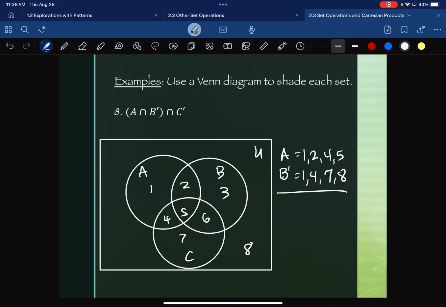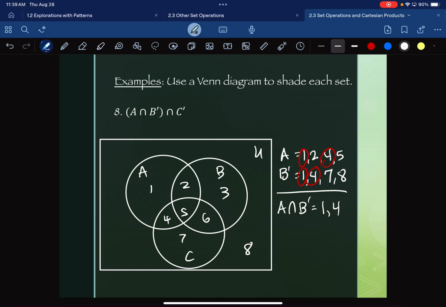And what are we supposed to do to join these two together? What symbol does it tell me? Intersection. And what does intersection mean? What they have in common. So what numbers do you see in those two lists they have in common? 1 and 4. Yep. 1 and 4. Okay, we've done everything in the parentheses now, right?